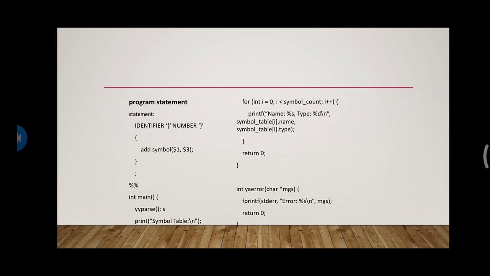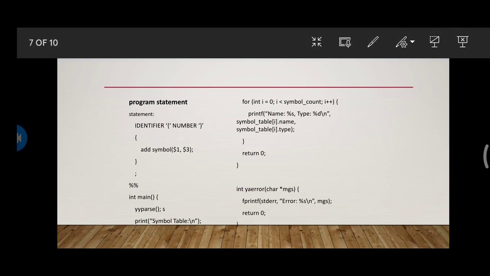Next, coming to the program statement, it contains identifier number and add symbol s1 and s3 percentage. Then int main means we want to give input, means we should pass the code. Print symbol table, for int i equal to 0, i less than or equal to symbol count, then i will increase. Then we should print name as percentage s and type as percentage d. The symbol table i dot name and the symbol table i dot type. Then we should return the value 0.